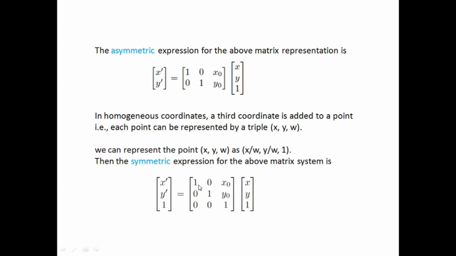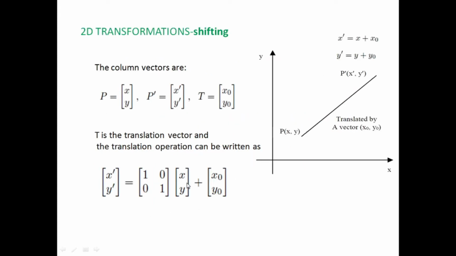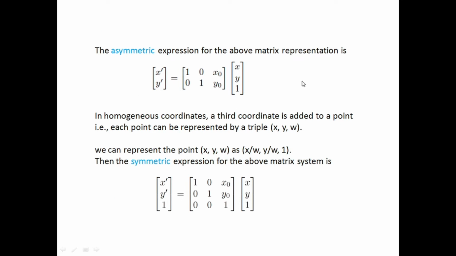Now, what this expression is, the first one whatever I am showing here, is the result of the before expression. That means this expression as well as this expression both are the same, but it is an asymmetric expression. If I would like to make it a symmetric expression, I am going to add one more row. So we can represent x y w with one more row added here, like [1 0 x naught; 0 1 y naught; 0 0 1].